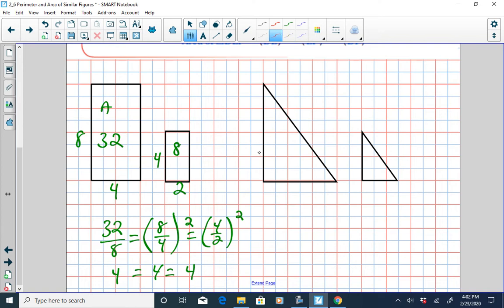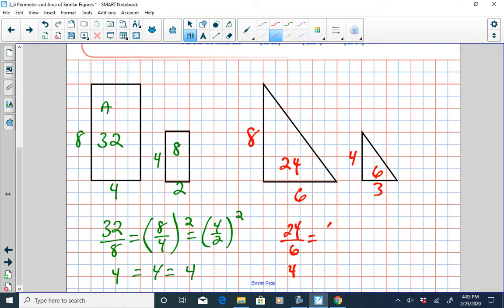Let's see if that rule works for triangles. This is an 8 by 6 triangle. That's a 4 by 3 triangle. We don't need to know the length of the hypotenuse because we're just looking for the areas. So area is 1/2 base times height. 8 times 6 is 48. Half of 48 is 24. Here the area would be 4 times 3 is 12. Half of 12 is 6. So we find the ratio of their areas, 24 over 6, that's going to be 4.